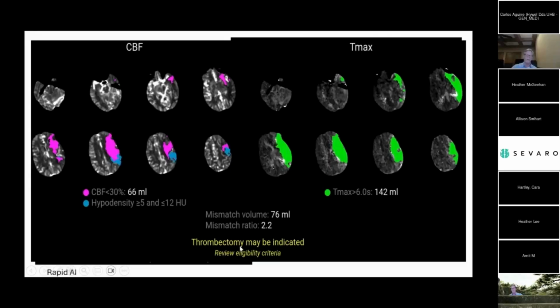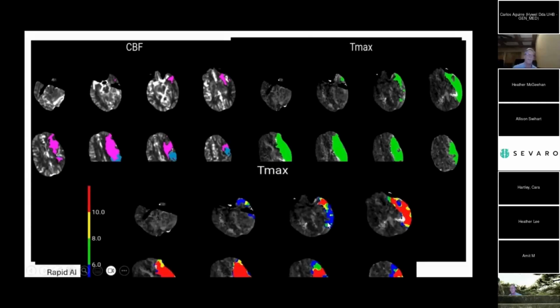Now, they say thrombectomy may be indicated, and that's because when you look at the DEFUSE 3 data, if you have a mismatch ratio of greater than 1.8, and a core infarct value of less than 70, they could be a treatable patient. What's kind of interesting is the DAWN trial has a maximum core value with relative CBF of less than... above 50 you shouldn't be treating. So the two studies kind of contradict each other there. And that'd be an interesting one to find out how you guys would approach that.